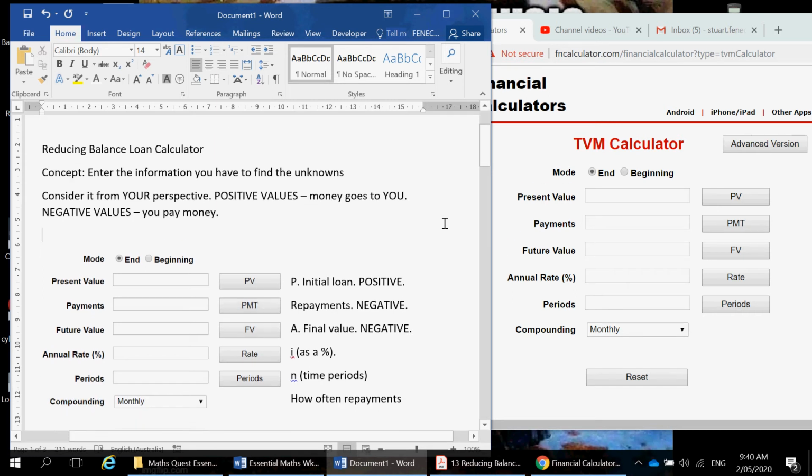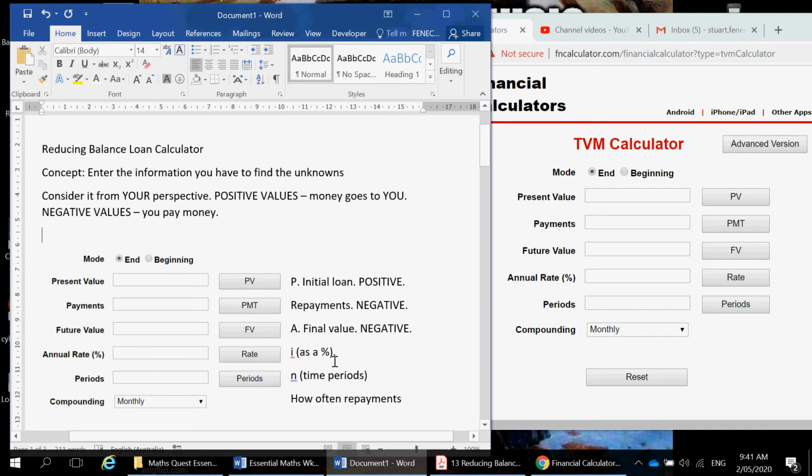We'll be using exactly the same calculator we were using in the previous lesson. Remember that present value is P, your initial loan amount. Payments refers to your repayment, how much each repayment is. You need to make it a negative number as it's money going away from you. The future value is what your loan's worth at any moment in time. At the end of a loan, it should be worth 0. If you still owe money, it will be negative. Normally you see it as negative in our examples because you still owe money at some point.